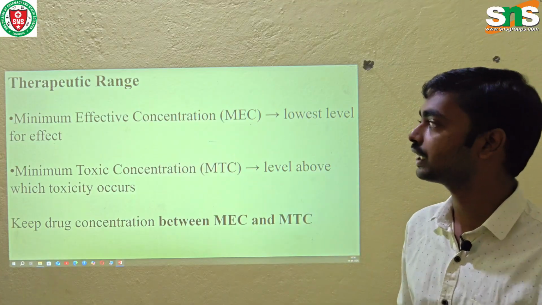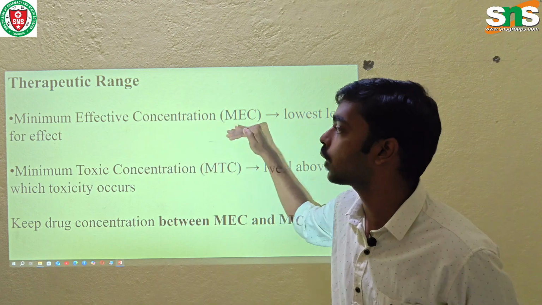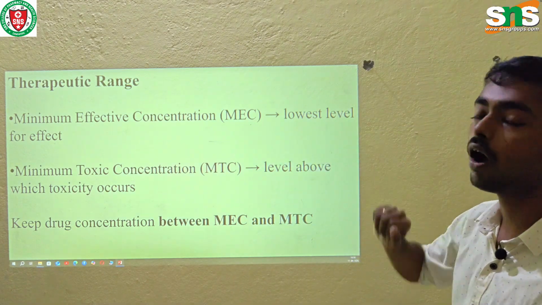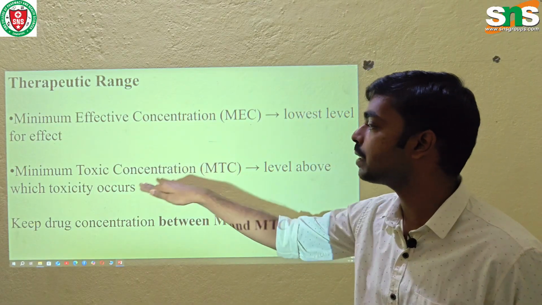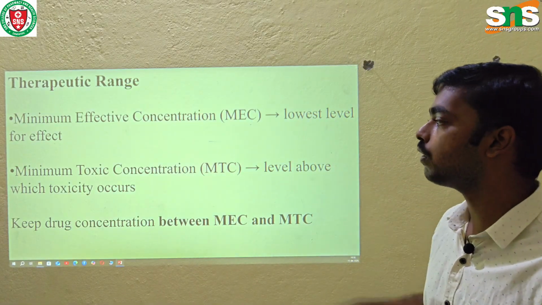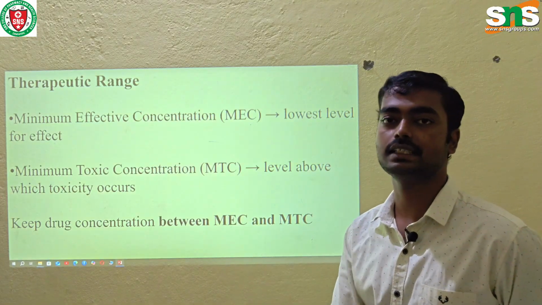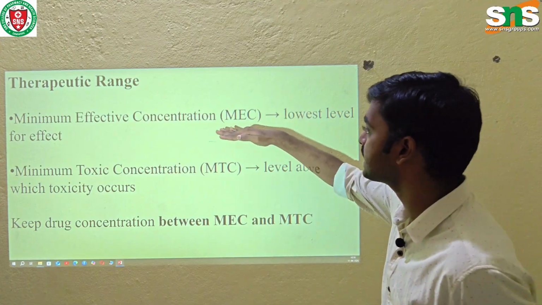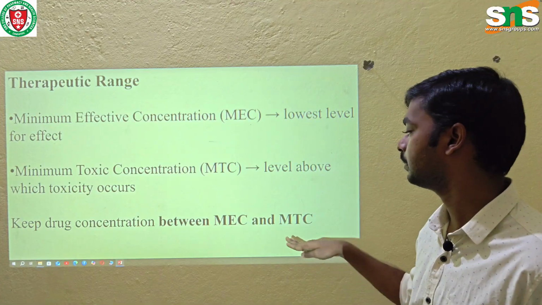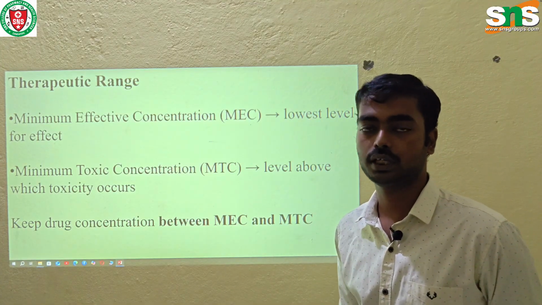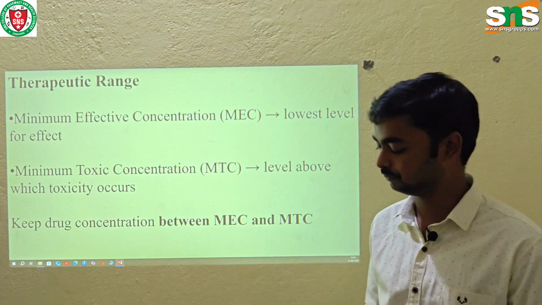Next, the therapeutic range is divided into two types. One is MEC. MEC means maximum effective concentration. It is the lowest level for effect. And the next one is MTC. MTC is the minimum toxic concentration, the level above which toxicity occurs. So the best drug concentration which produces a therapeutic effect is in between the MEC and the MTC. A drug concentration between the MEC and MTC is a proper therapeutic concentration. The drug has a predictable, proper therapeutic index.